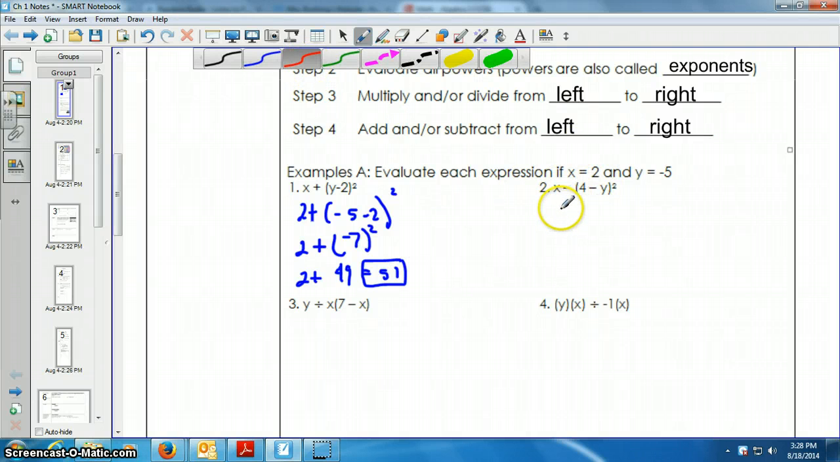So for the next one, again, we start by just plugging those numbers in. So 2 minus 4 minus -5 squared. Notice that double negative there. So if you want to go ahead and change that to positive, then we're going to simplify inside the grouping symbols and then do the exponent. So 9 squared is 81. Bring everything else down as you're going. 2 minus 81 is -79.